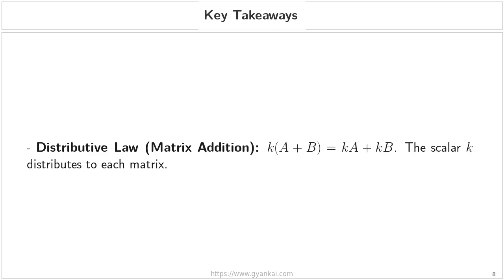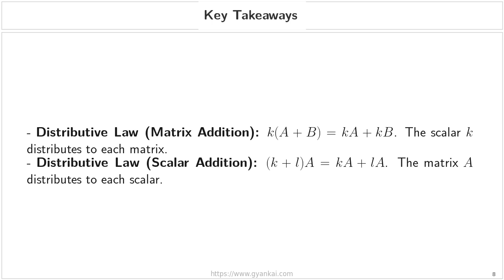Key takeaways. First, let's revisit the distributive law over matrix addition. As we demonstrated in our earlier example, k times the quantity A plus B is equal to kA plus kB. This means the scalar k distributes to each individual matrix within the parentheses.